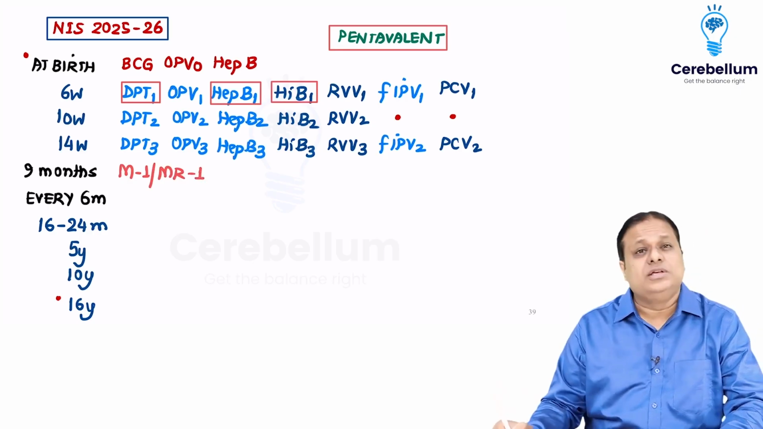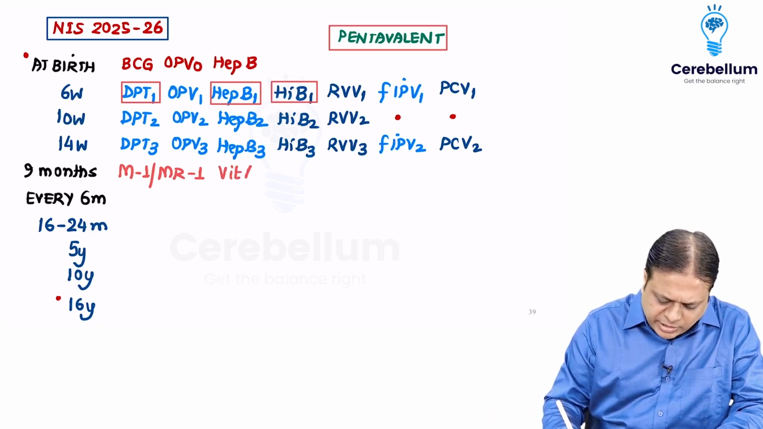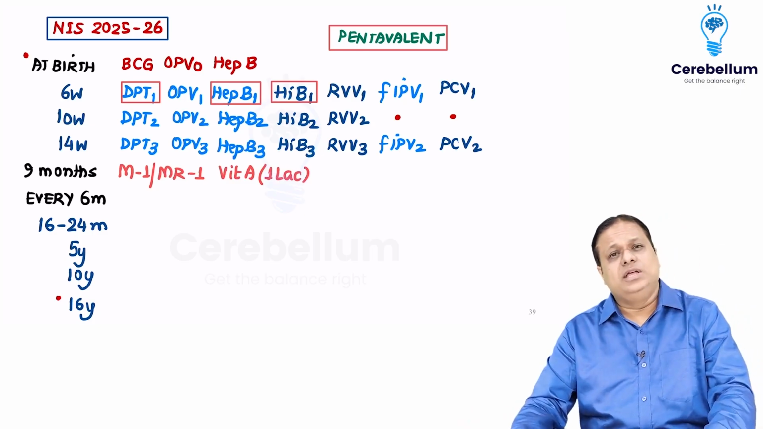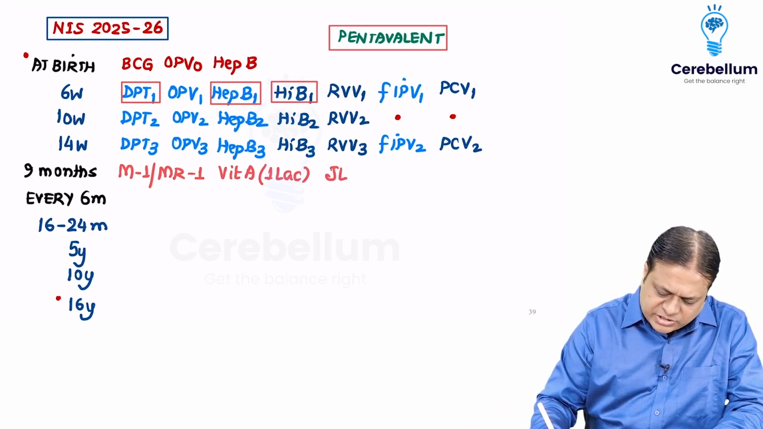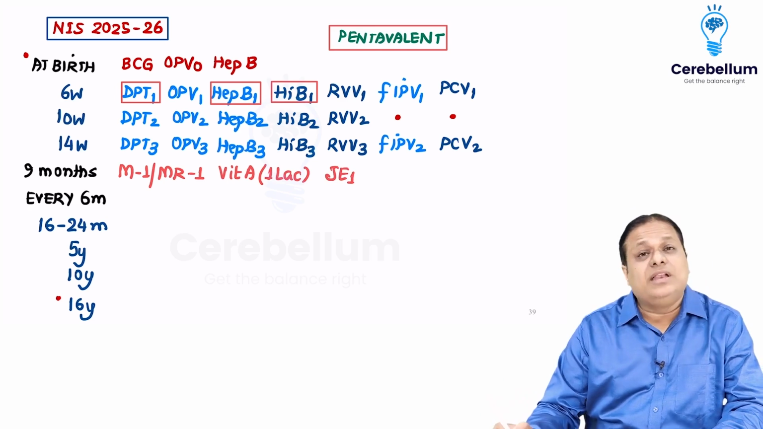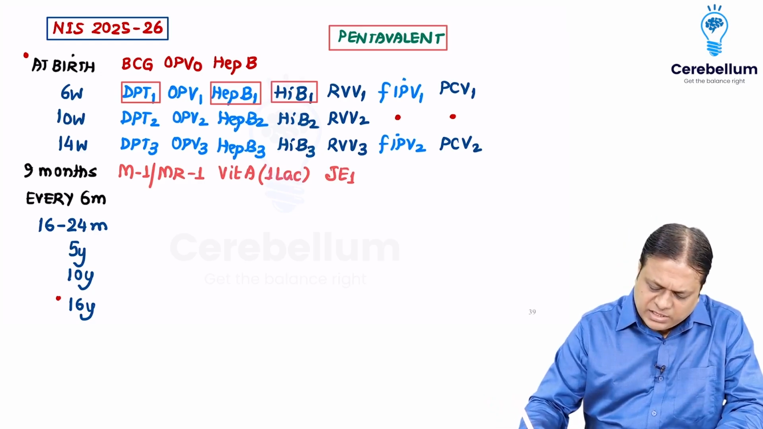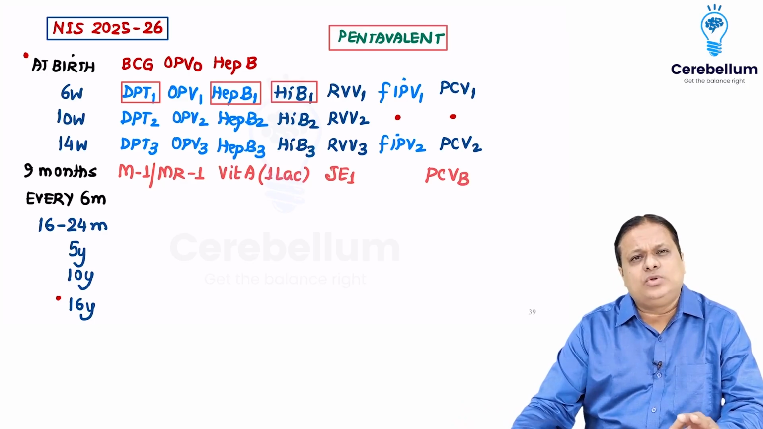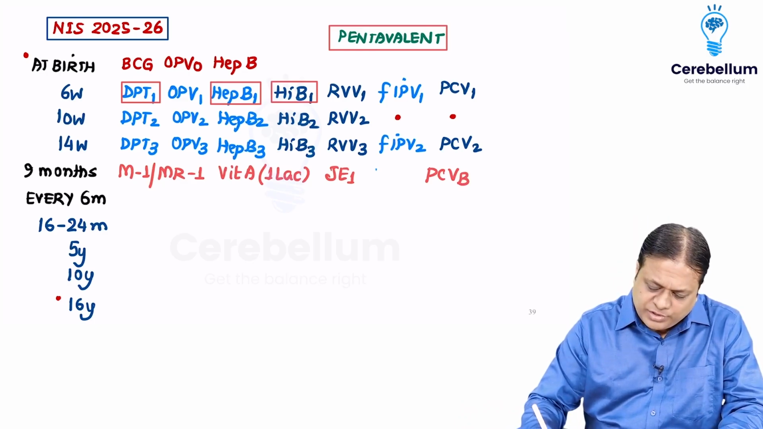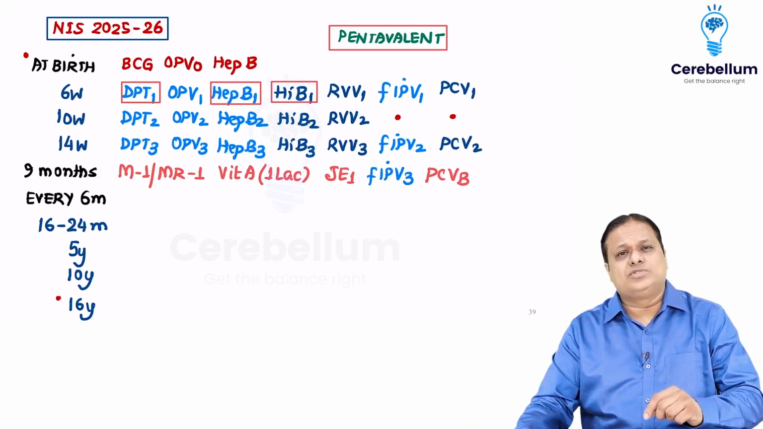vaccine first dose. It is always given along with vitamin A, which is given 1 lakh international units. Along with that, we also give JE vaccine, that is live JE vaccine SA14-14-2 strain first dose, and we give pneumococcal conjugate vaccine booster dose. A new addition to the program has been the introduction of fractionated IPV third dose at 9 months of age.